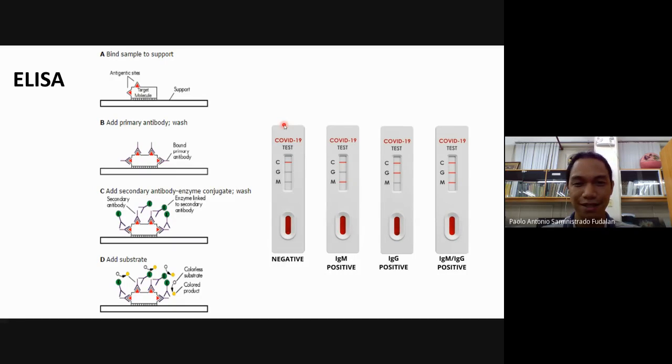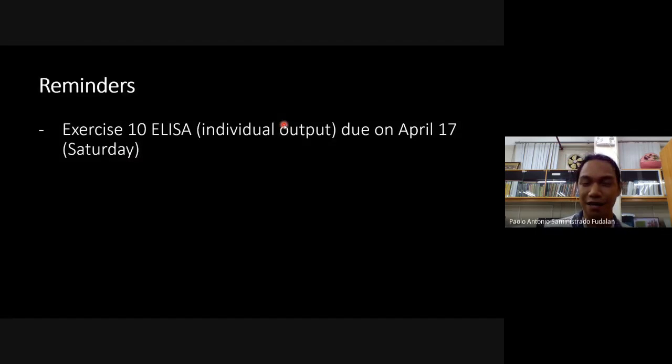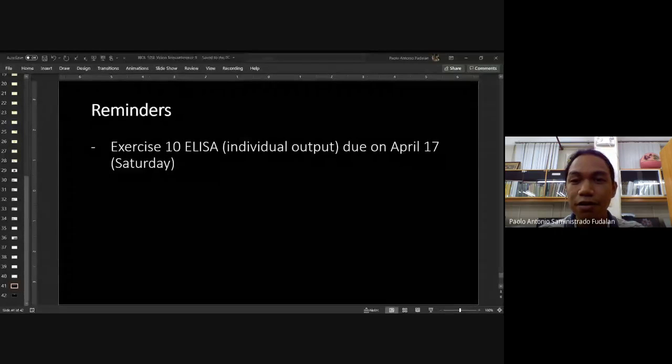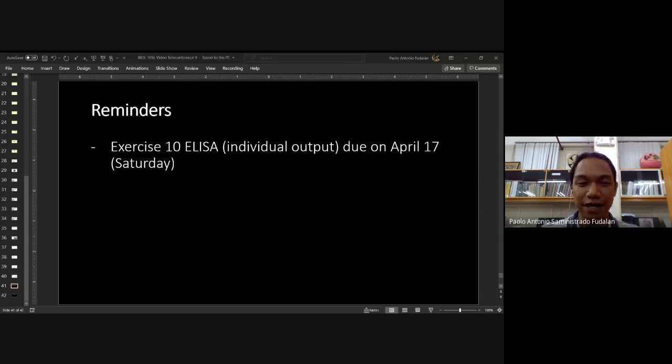If there are none, okay. I have my reminders here. The output, which is individual, is due on Saturday. That's tomorrow, at 12 midnight. When are the finals? The finals will be on the second week of May.